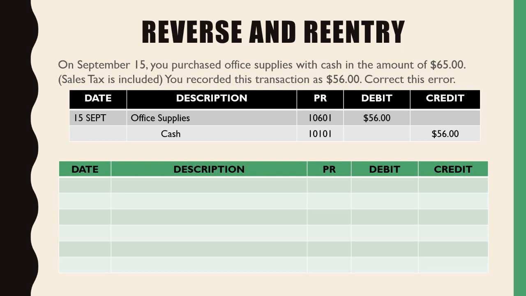56 and 65 are too close to each other. So in this case, I recognize I made an error. So you have to put it back in. So would we do the credit for $56 to which account?